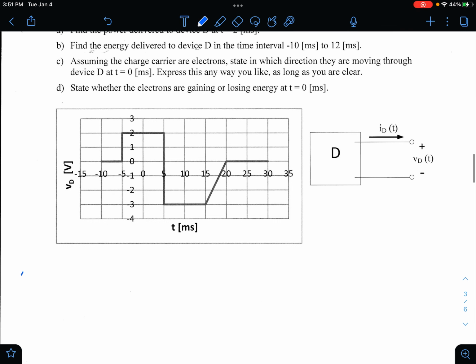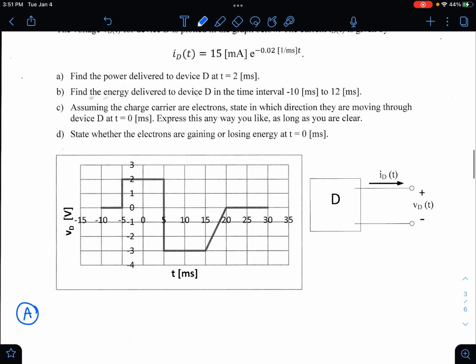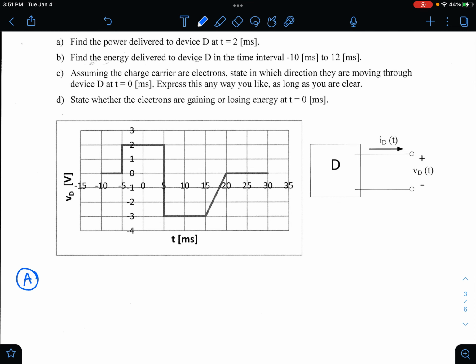So for part A, it asks, find the power delivered to device D at 2 milliseconds. So the way we do that is power delivered or absorbed depends on which way the current is going. If it's going from the negative terminal to the positive terminal, like this one, power delivered is going to equal voltage times current.